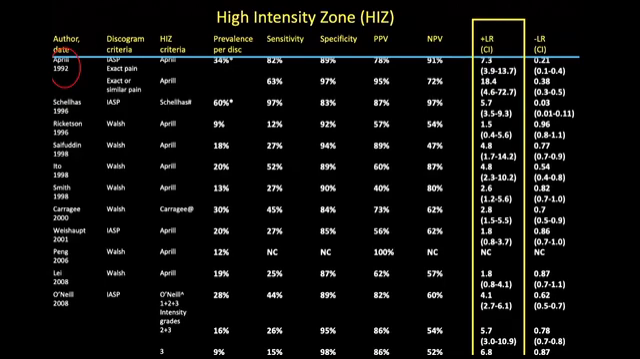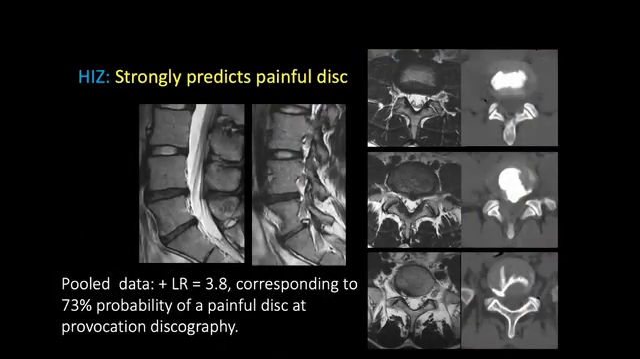And here they've expressed it as a likelihood ratio, and I'll talk about the summary of this. If you look at the pooled data, the likelihood ratio is about 3.8, corresponding to a 73% probability of a painful disc at provocative discography. So we can state that in a symptomatic population that you're imaging, an HIZ or annular fissure strongly predicts a painful disc. And here we see it on MRI as that bright zone, and then in this case, the CT discogram correlate.